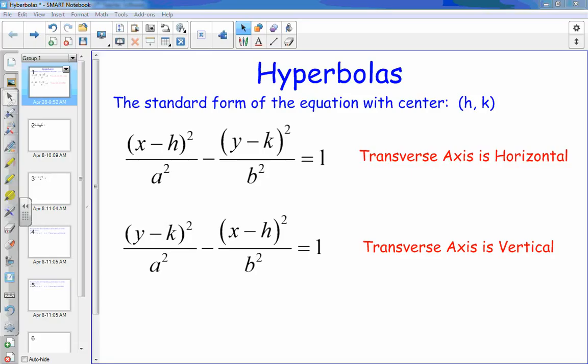We're talking about today are hyperbolas. Hyperbolas is the standard form of the equation with the center HK is that, right there on the board, front and center, on your formula sheet. Do you all see it?